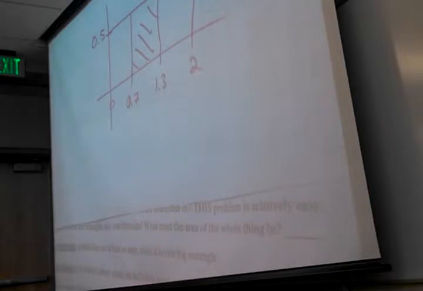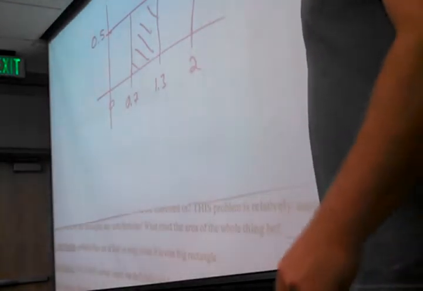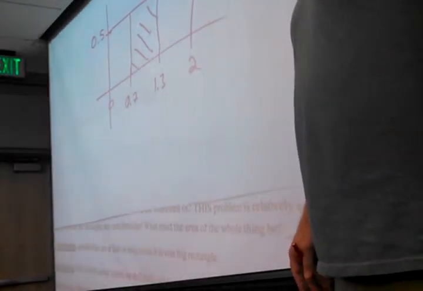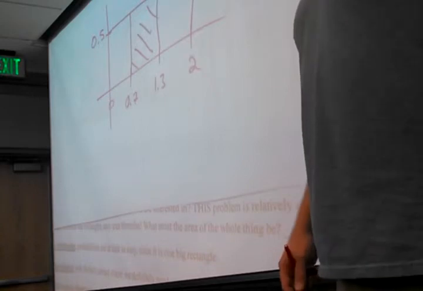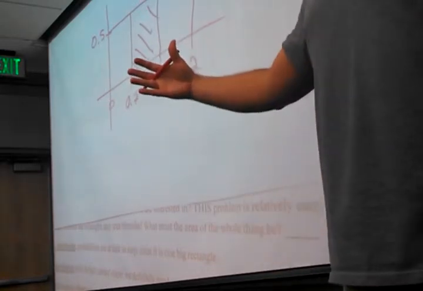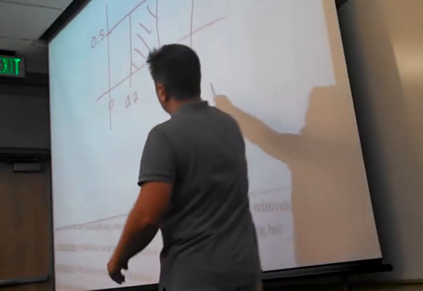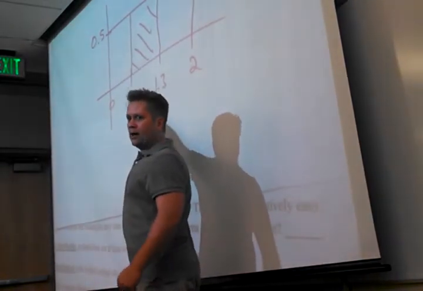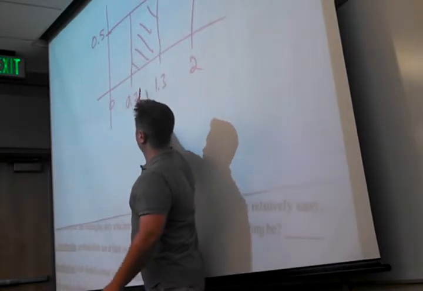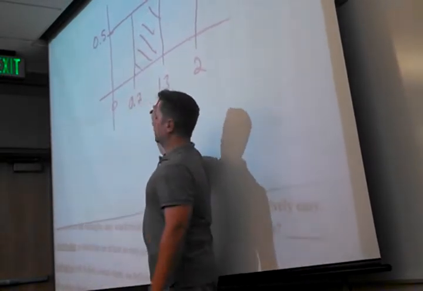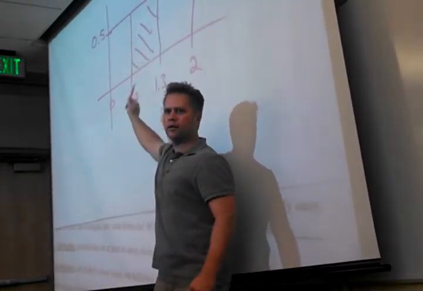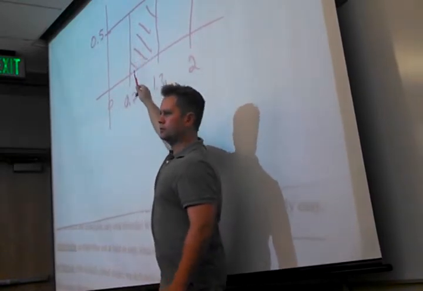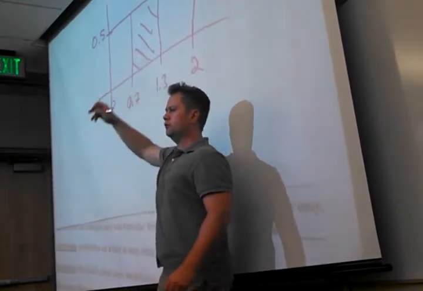How would you do it? Nice and easy. I just got to find the area. That's all I got to do. So what's the area of that rectangle I just drew? It can't be 2, because the area of the whole thing is 1. How wide is that rectangle? The rectangle goes from 0.7 to 1.3, so it's 0.6 wide. How tall is it? 0.5. It's 0.6 times 0.5, which is 0.3.